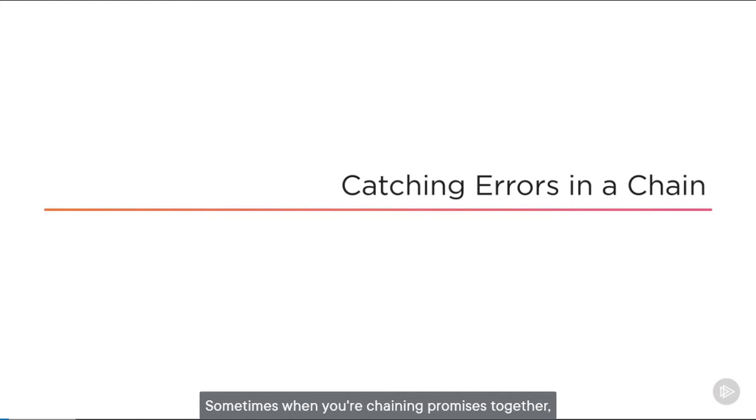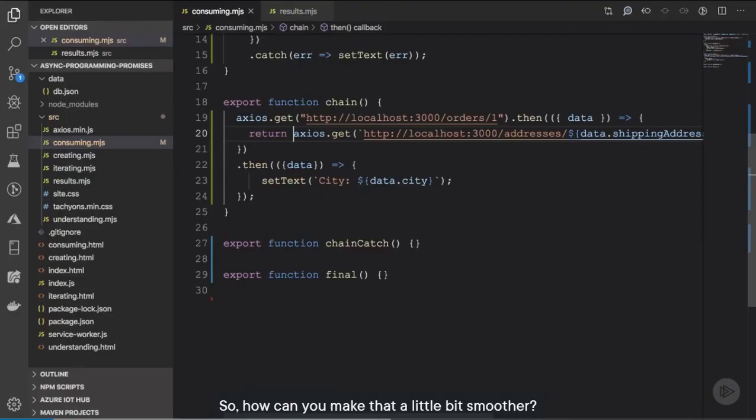Sometimes when you're chaining promises together, the unexpected can happen. And as you saw in the last clip, sometimes that can blow up. We saw that happen when it logged out the exception to the console. So how can you make that a little bit smoother? Staying inside the consume file in your IDE, this time we'll be writing code in the chain catch function.